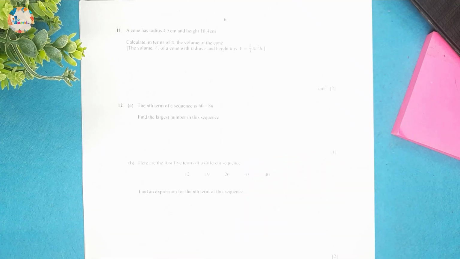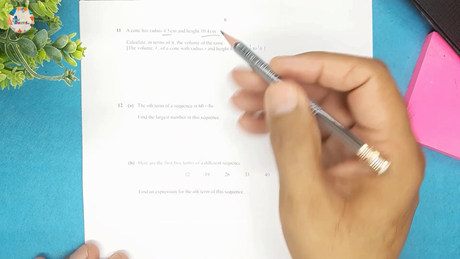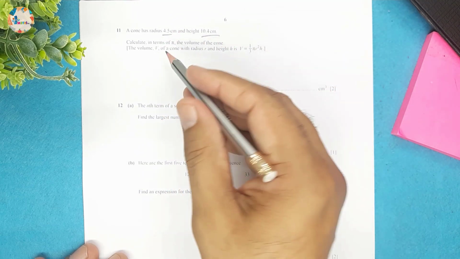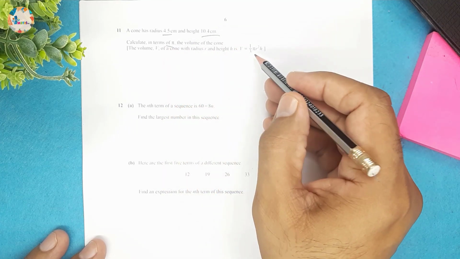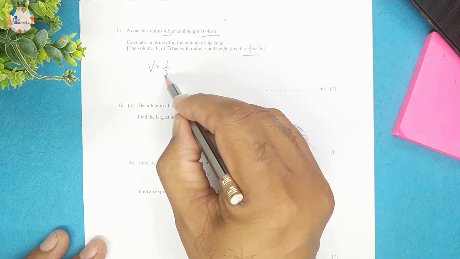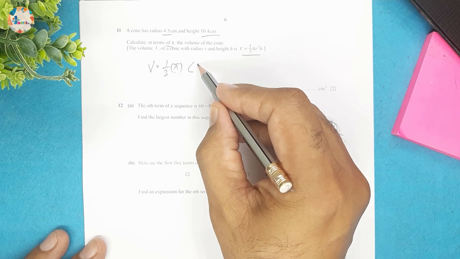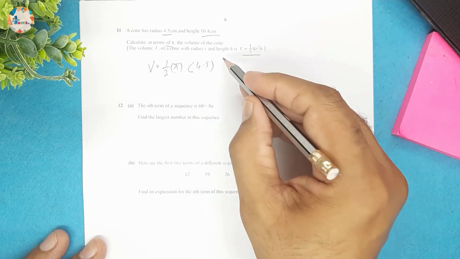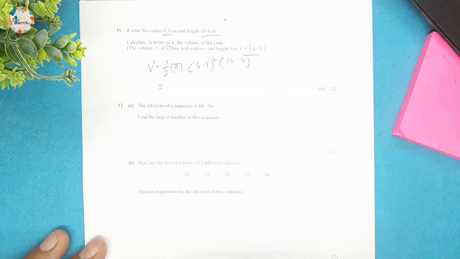Now this is question number 11. A cone has a radius of this one and a height of this one. Calculate the volume in terms of pi. So the answer should be in terms of pi. So V is equal to 1 by 3 pi r squared, where r is equal to 4.5, times h, 10.4, and we can calculate this.